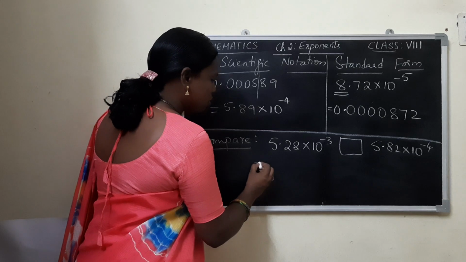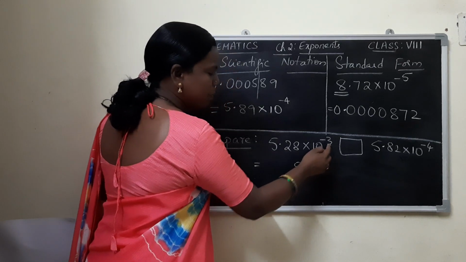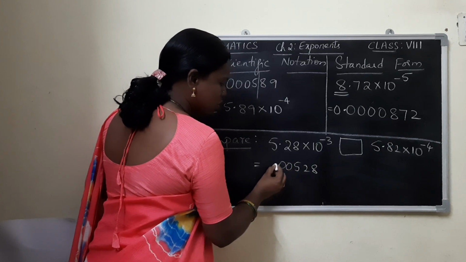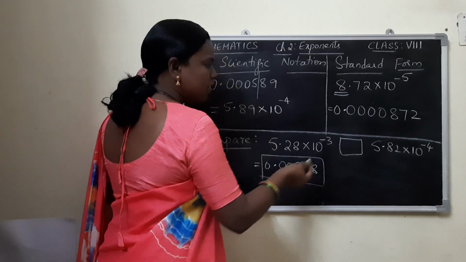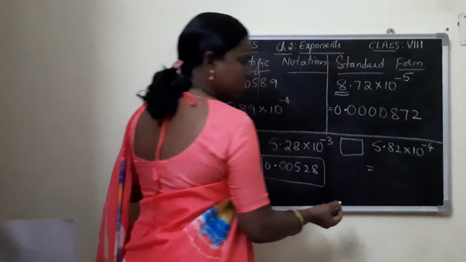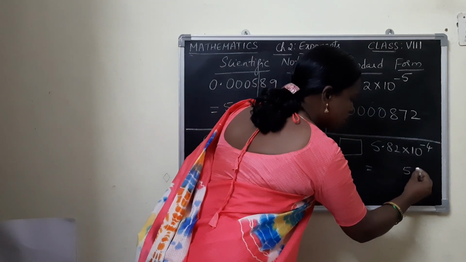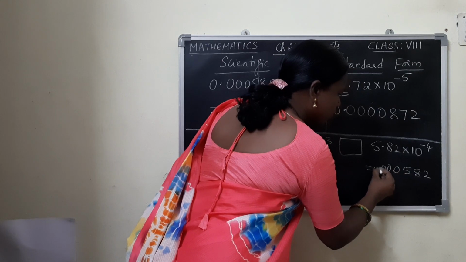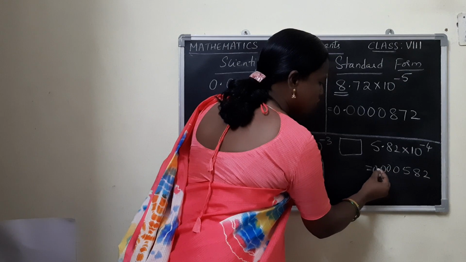Let me see. So this number becomes 5.8 here. 3 places I am moving: 1, 2, 3. So the decimal stops here. This is the number that we have here. Now let me check what I get here. So we have to move 4 places. 1, 2, 3, 4 places I have moved.